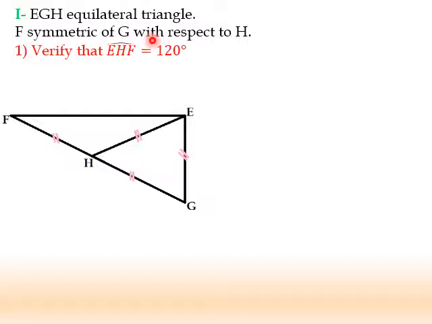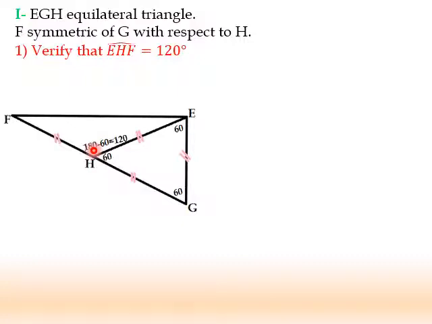Again, F is symmetric of G with respect to H, then H is the midpoint of FG. Now, the question is to verify that angle EHF equals 120 degrees. This angle equals 120 degrees.